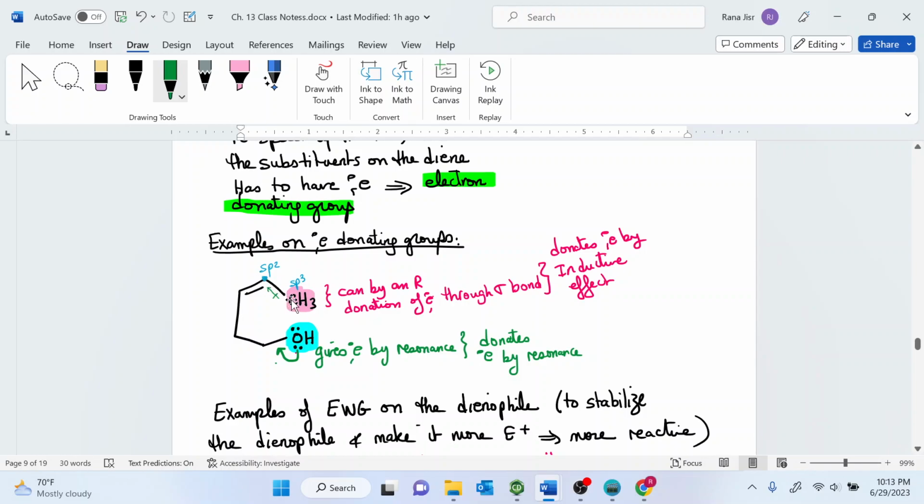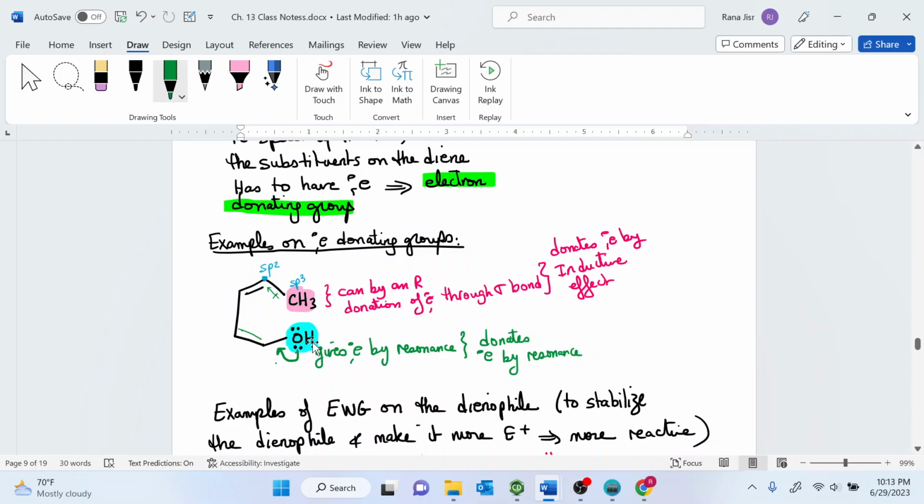So the sp2 is going to pull electrons from the sp3 in there. So now the CH3 is going to look as if it's donating electrons to the sp2. Donating electrons here, there is a double bond in there. So donating electrons here, it's going to increase the nucleophilicity of this double bond. It's going to make it more nucleophilic so the reaction can happen faster.